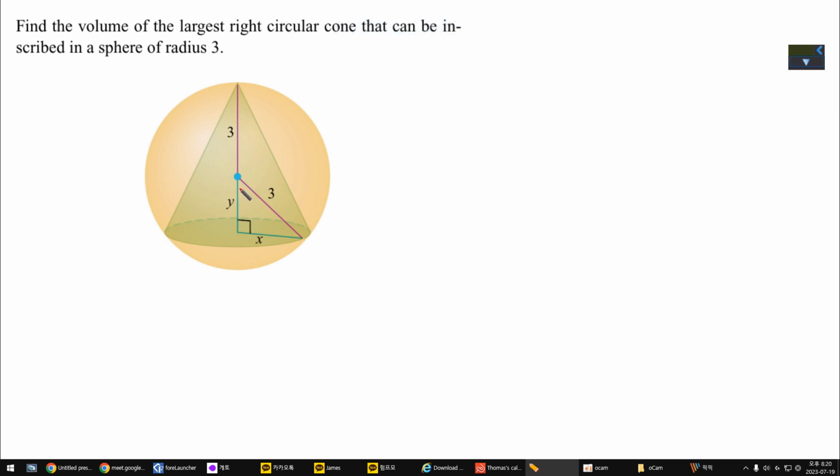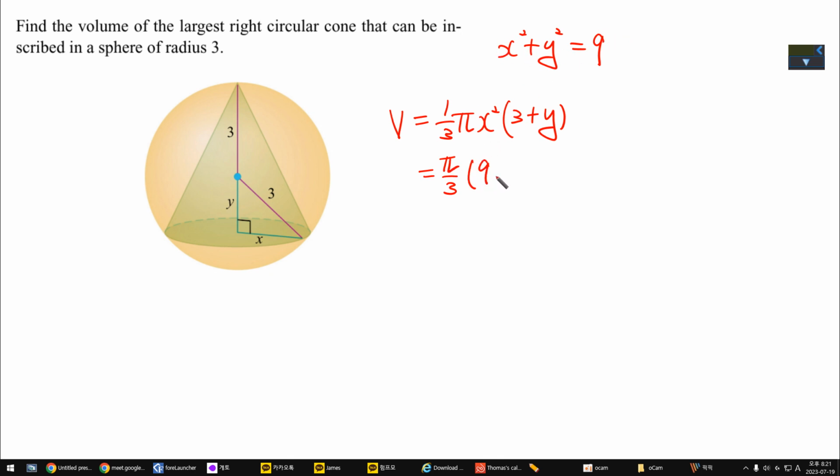So we can first make the Pythagorean theorem. The x squared plus y squared is this 3 squared. And for the volume of the cone, the height of the cone is 3 plus y. So we can change this x squared to 9 minus y squared. And then we can open the parentheses.